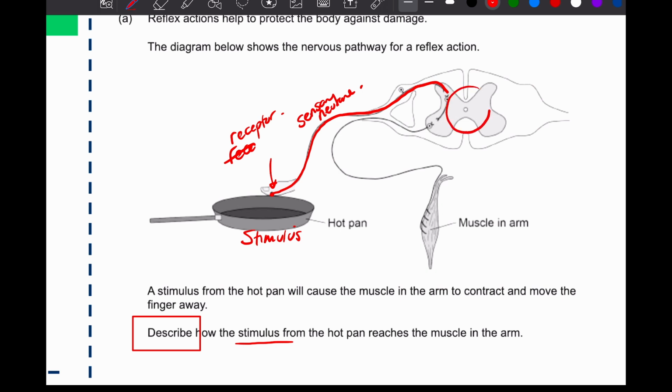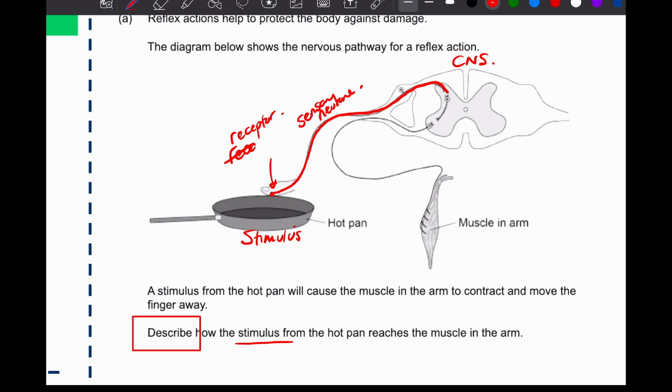It gets to this part here. Now this is just a cut through basically of your spine, all right? And this is called your central nervous system. So that it arrives at your central nervous system. This is where a reflex reaction is different to a normal reaction.